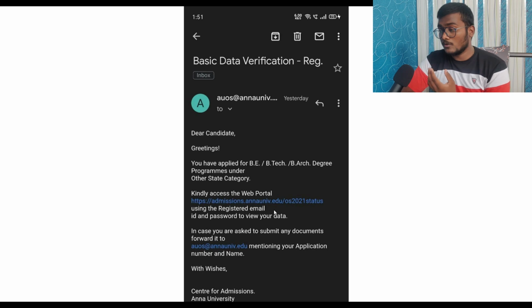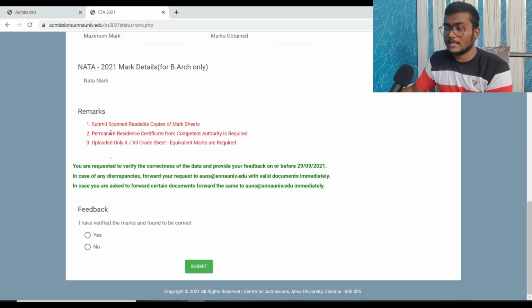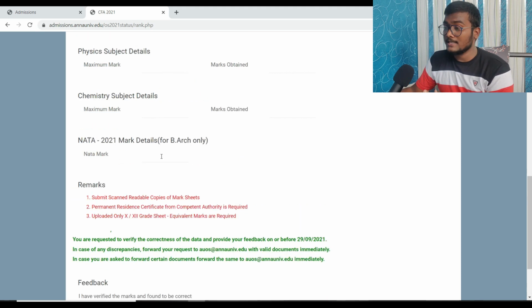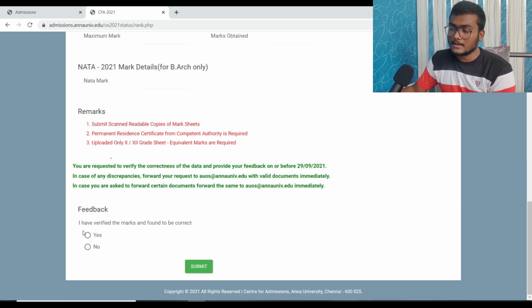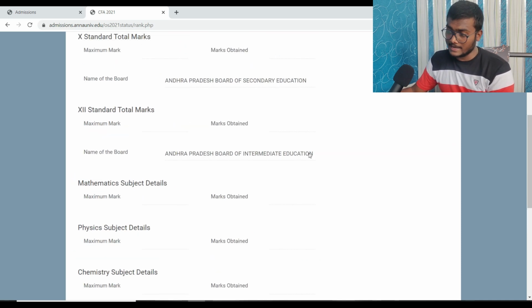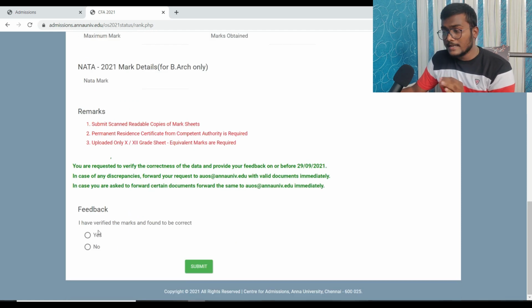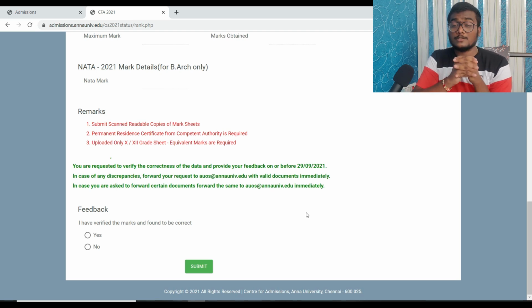What they said is, in case you are asked to submit any documents, forward them to the mail, mentioning your application number and name. So now what he has to do is submit whatever documents they asked, as his marks are not correct here. He will select that I have verified the marks and found them to be incorrect, meaning no, and submit. And if the marks mentioned here are right, then you can click yes and then submit. So complete this process as soon as possible today. If any one of your friends applied to Anna University, forward this video to them and ask them to complete this, because if they miss this, they are not going to get a seat in Anna University even though their marks are good.